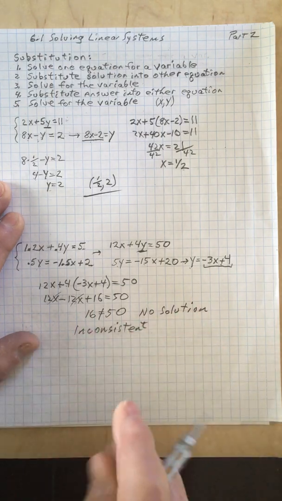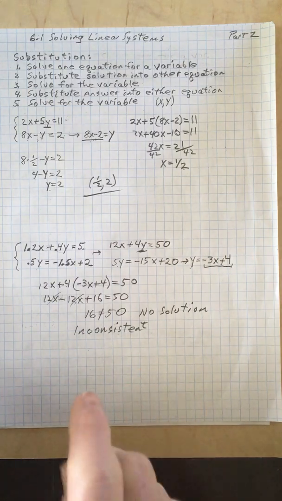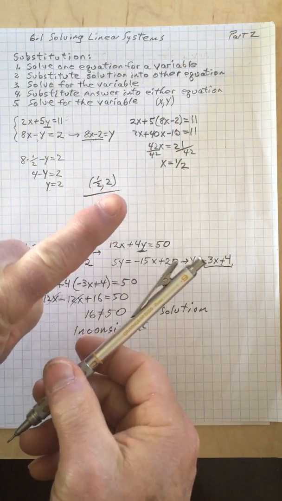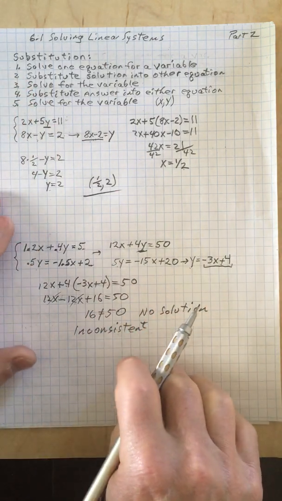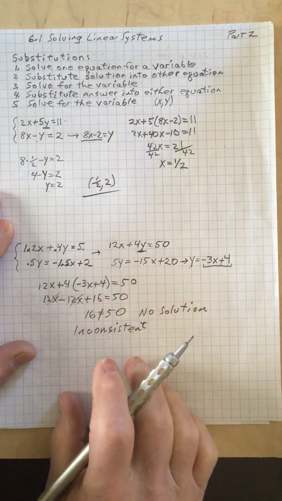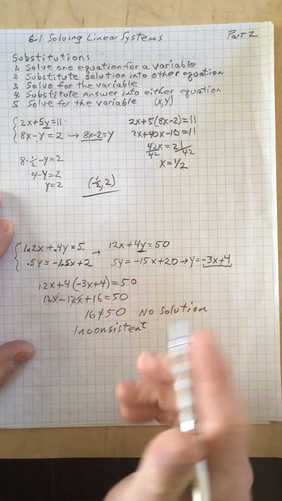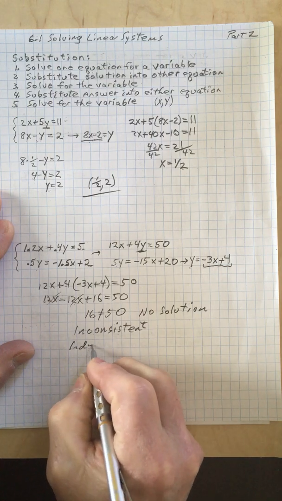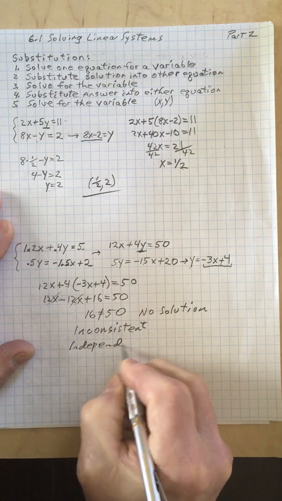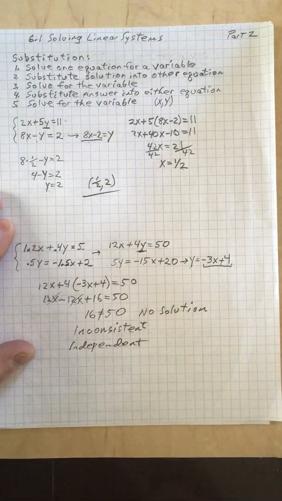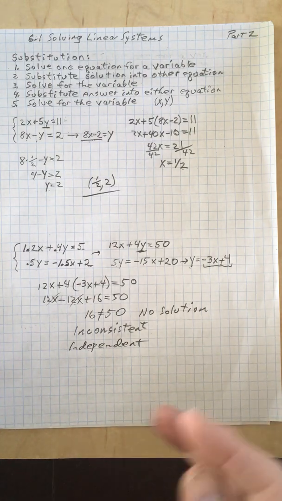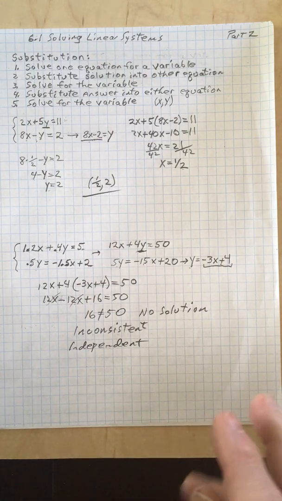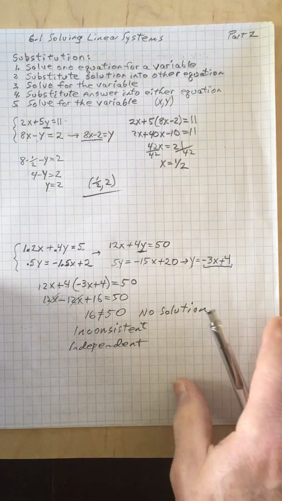And if we wanted to go one step further, since there's no solution, that means I have two parallel lines that never cross, so that's still two lines. So this is inconsistent, but independent. I have two independent lines. Okay, so there's an example of each. Let's move on to the next method and see how we can solve systems using this next method.